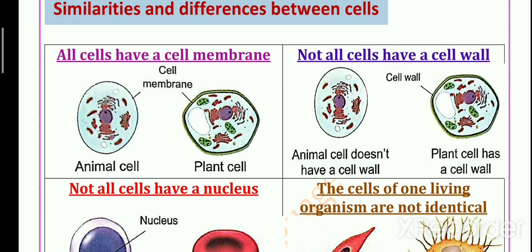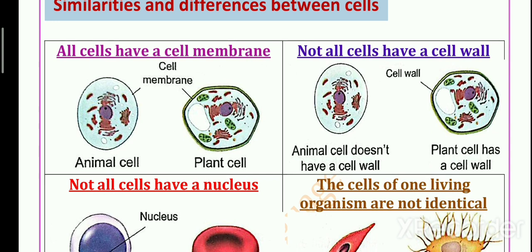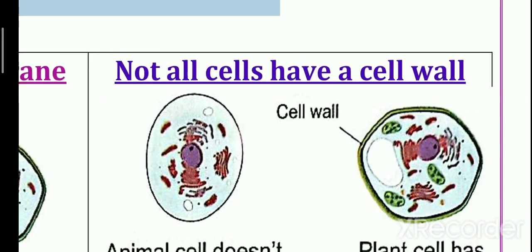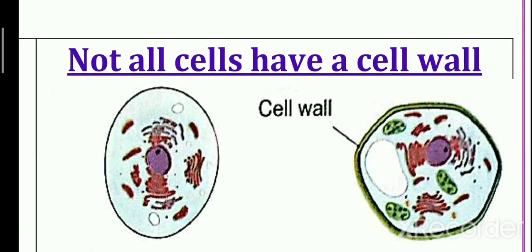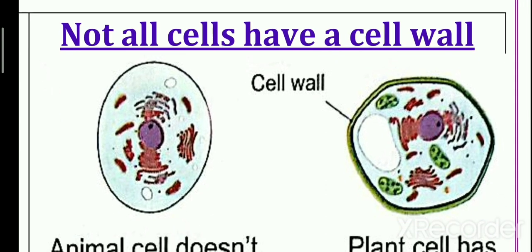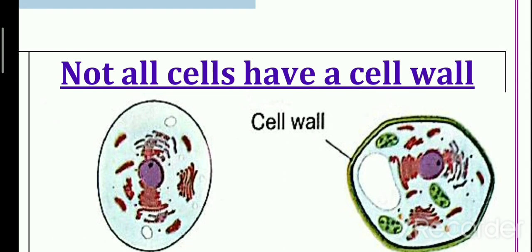Okay, at first we want to know that all cells have a cell membrane, and not all cells have a cell wall. Look with me at this picture. At first, we say it, not all cells have a cell wall. We want to know more about the cell wall. The cell wall is a wall that surrounds the cell from outside, and it gives the cell a definite shape.